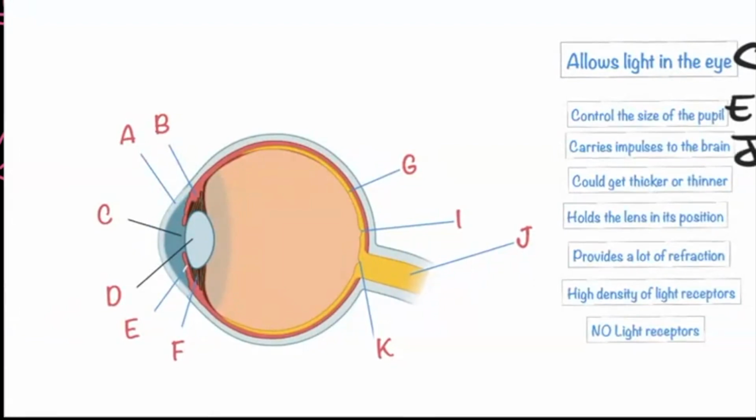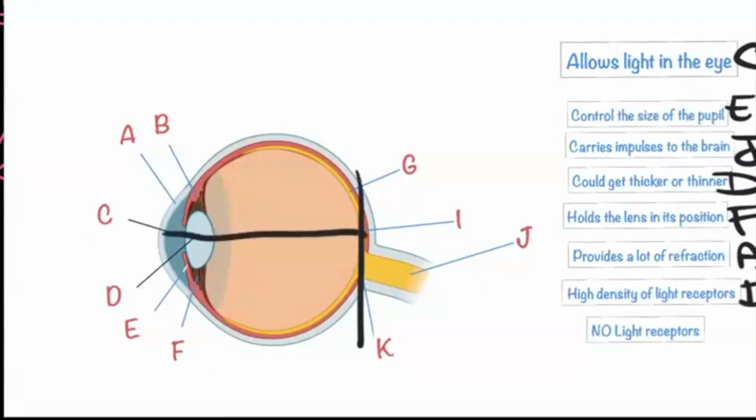Could get thicker, thinner. You know what I'm talking about here? I am actually talking about the lens. Which holds the lens in its position? That's the ligaments, right? They are holding the lens, and that is letter F, right? Provides a lot of light refraction. Here I'm talking about the cornea, and the cornea in this diagram is letter A.